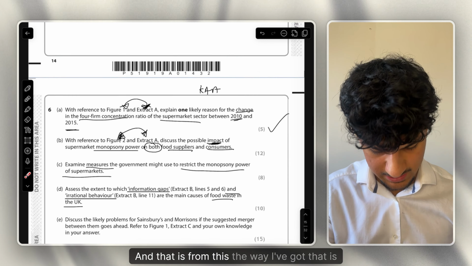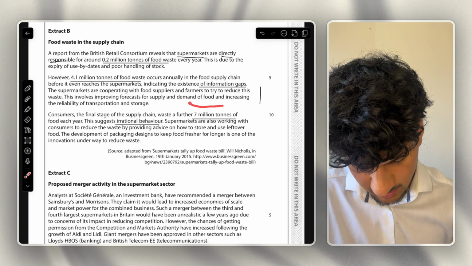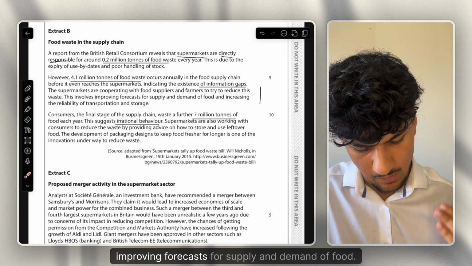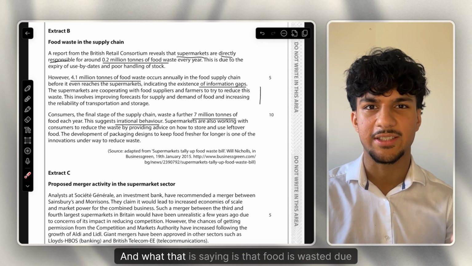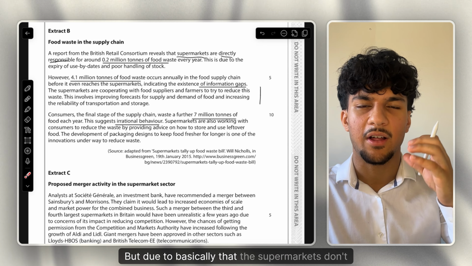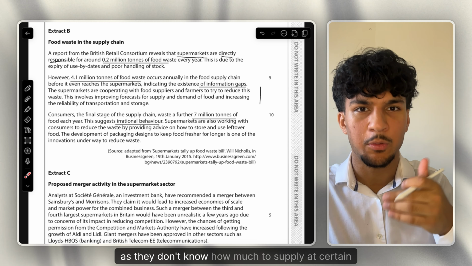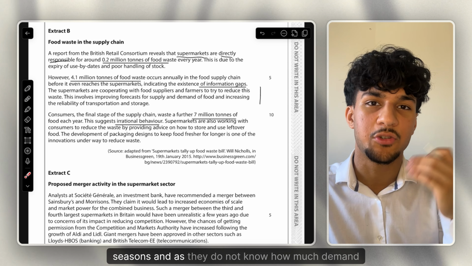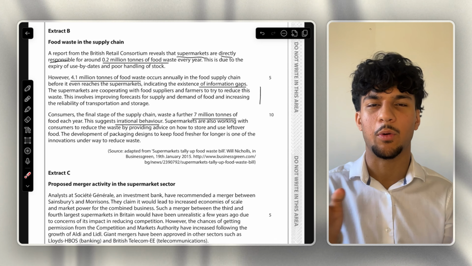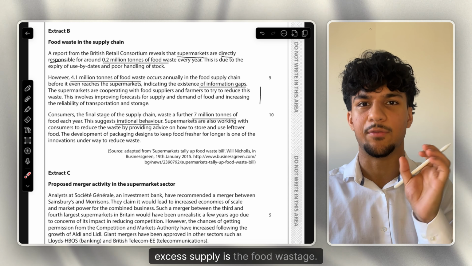And that is from this. The way I've got that is this line here. Basically, the supply and demand of food. So this involves improving forecasts for supply and demand of food. And what that is saying is that food is wasted due to information gaps, basically that the supermarkets don't have complete market information, as they don't know how much to supply at certain seasons, as they do not know how much demand there will be. Therefore, they might oversupply, they might undersupply. Well, they will likely oversupply, thus leading to that excess supply, which is the food wastage.